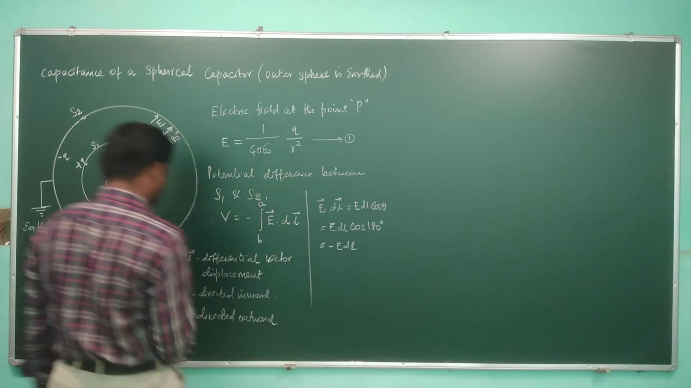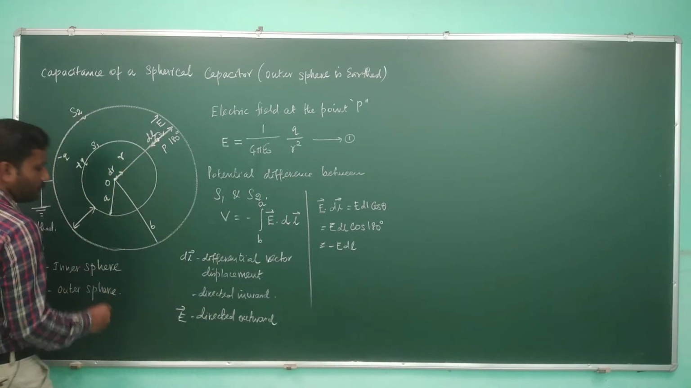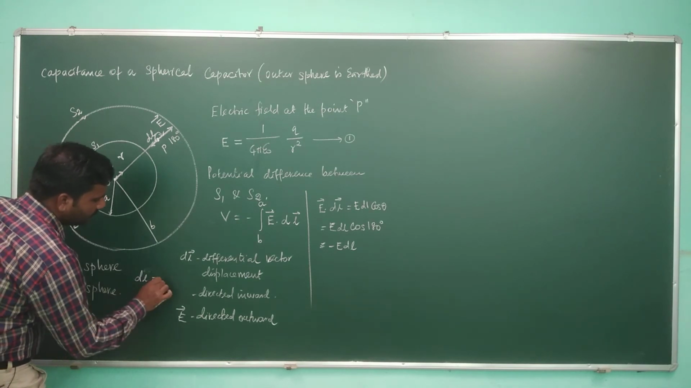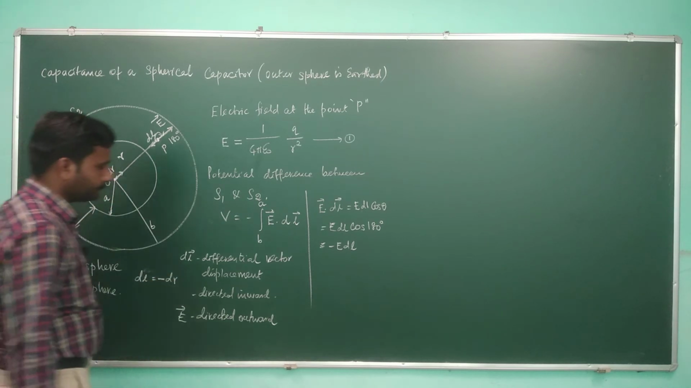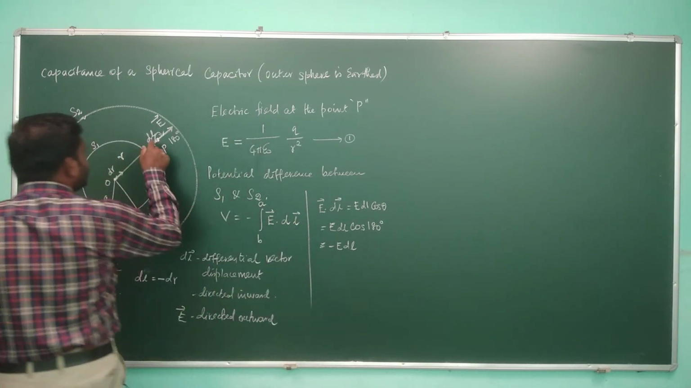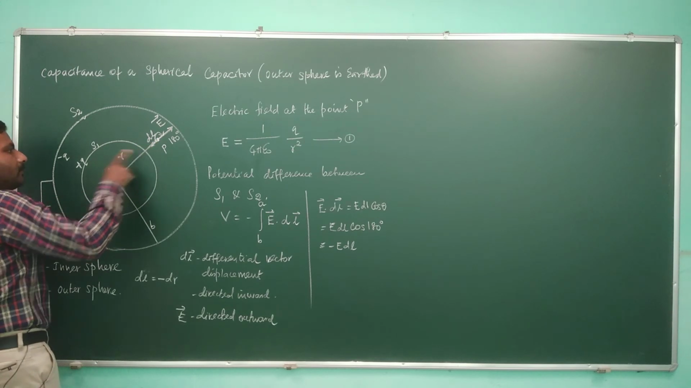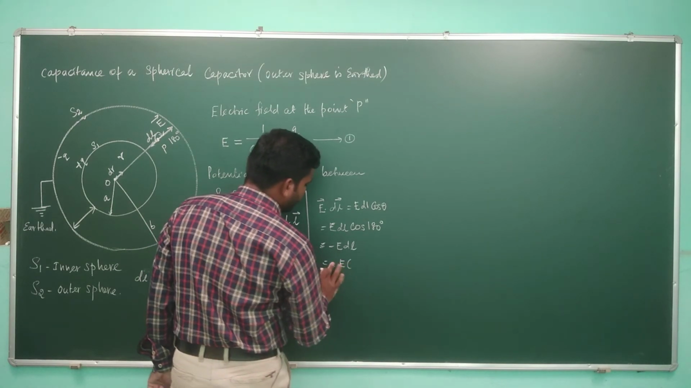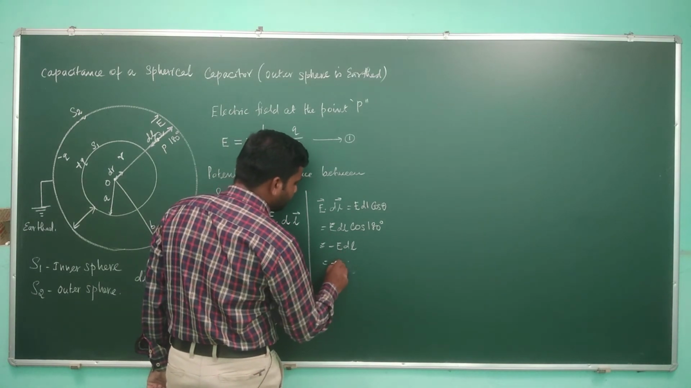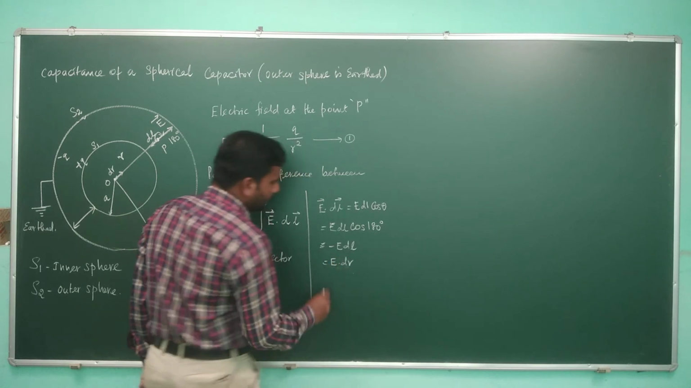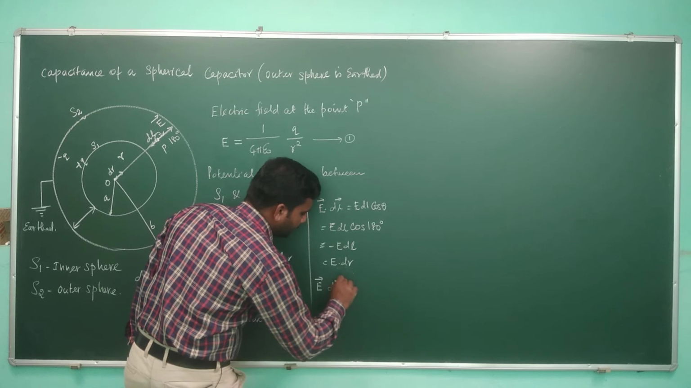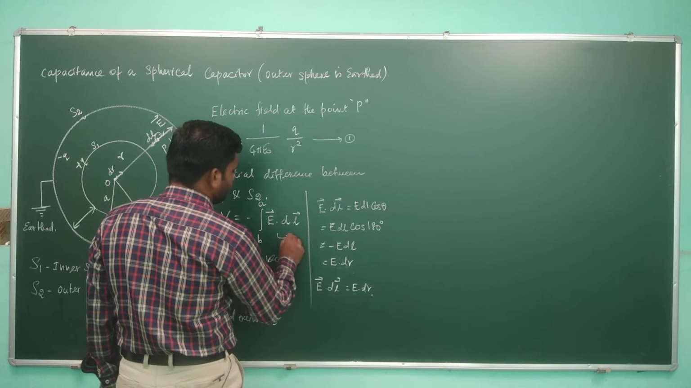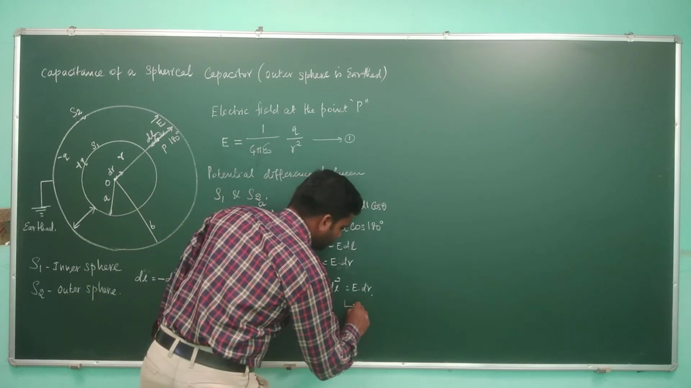But dl and dr are oppositely directed, so that we can write dl is equal to minus dr. That is, if the dl increases in this direction, the dr component decreases. So in that way you can write minus dl can be replaced with dr, so that E vector dot dl vector is equal to E dot dr. So this is equation 2 and this is equation 3.